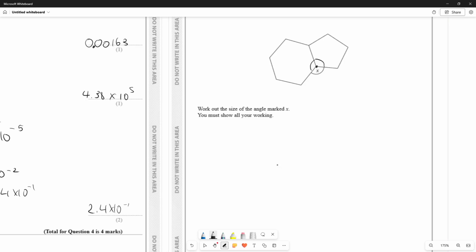If you want to figure out the total interior angles, I'm going to start with the pentagon. The formula is n minus 2 times 180. I'll give you the total. So let's plug this in. That gives 3 times 180, which is 540.